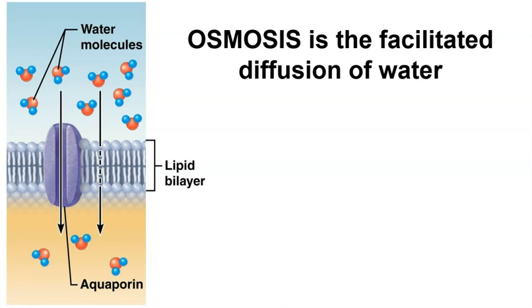Water also moves across the plasma membrane by facilitated diffusion. In this case, the process is typically referred to as osmosis. Protein channels called aquaporins permit the diffusion of water either into or out of the cell.